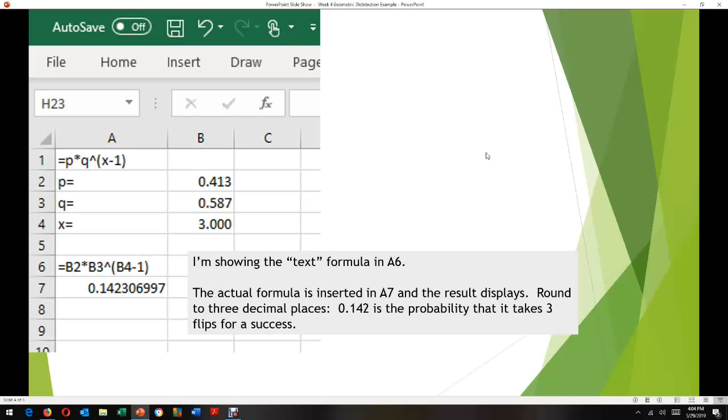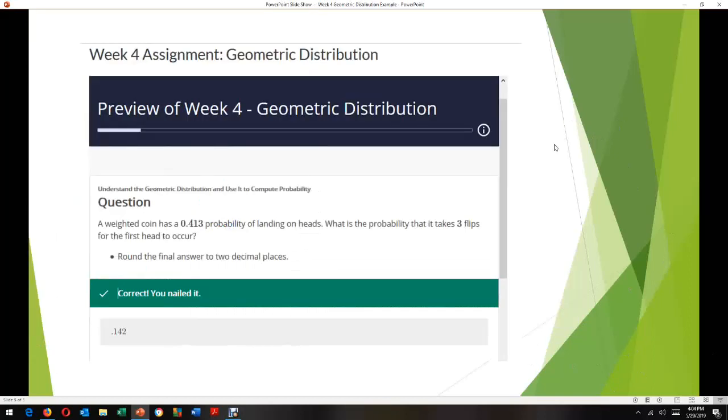All right, now if I want that rounded to, let's say, 3 decimal places, 0.142 then would be the probability that it takes 3 flips for a success. And if I enter that value, notice this is funny because it says round to 2 decimal places, but I entered 0.142 and it said correct. I nailed it, so that's interesting. I wouldn't count on that happening, though, by the way.